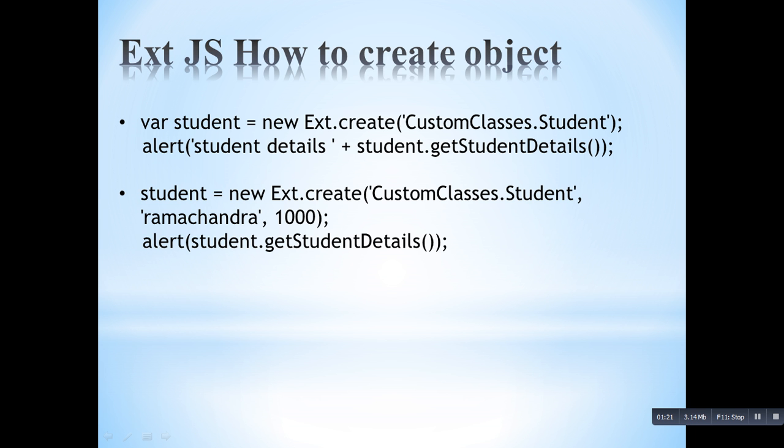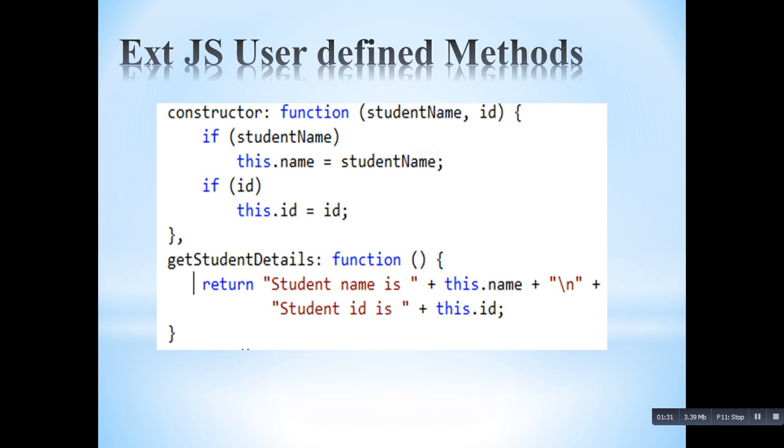Here I am passing student name and id. If student name is not null, then I am assigning the name property, and if id is not null, then I am assigning the id. And in getDetails I am just printing the student name. So now we will see a demo of how to call them.